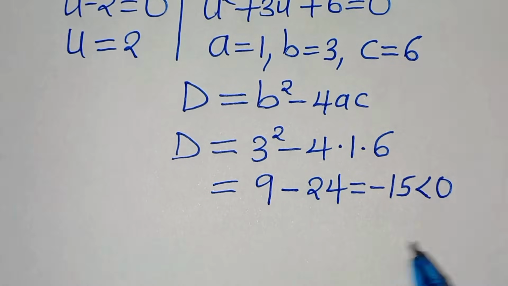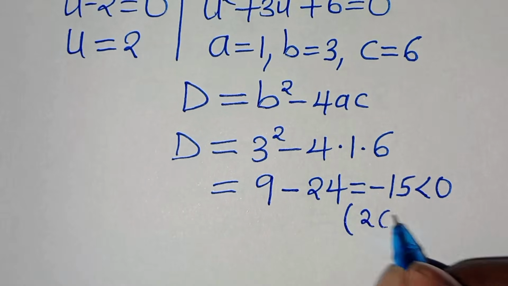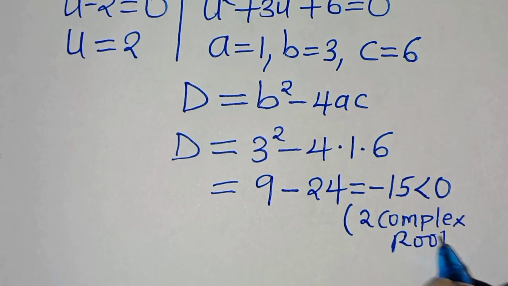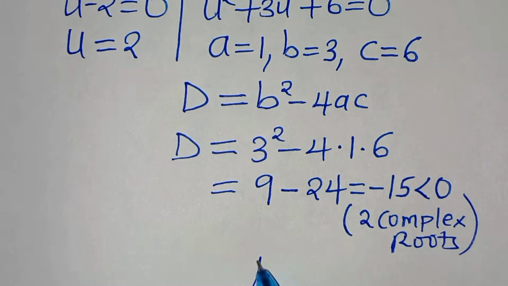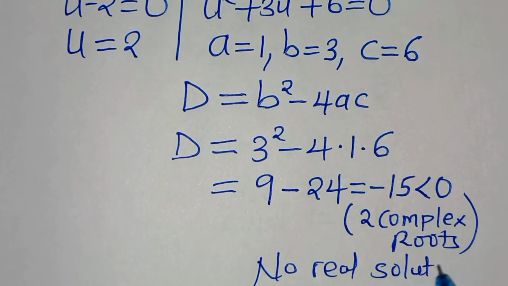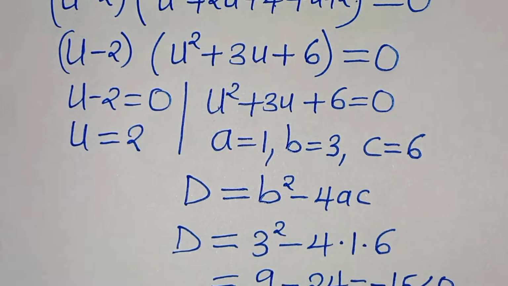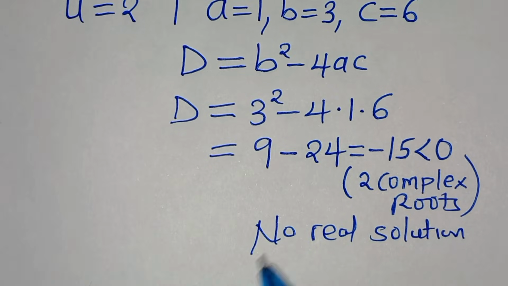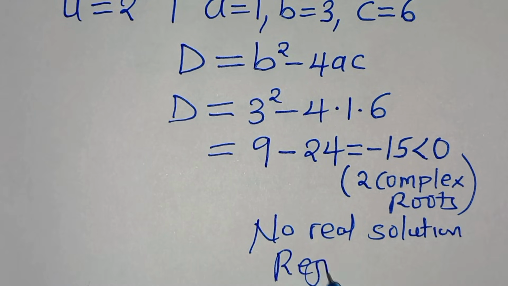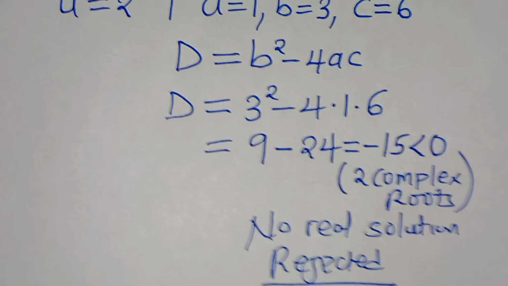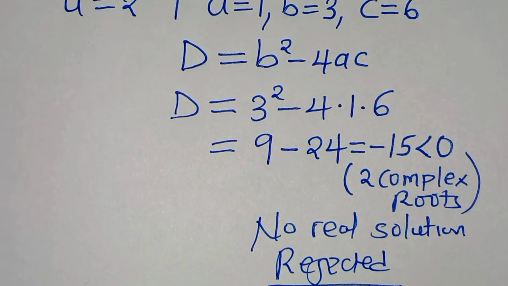What this means is that we have two complex roots, and therefore there is no real solution that can be obtained from this quadratic equation here. So this means that the quadratic equation is rejected. The quadratic equation is rejected since x is a member of the real numbers.